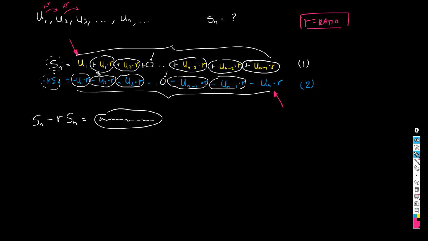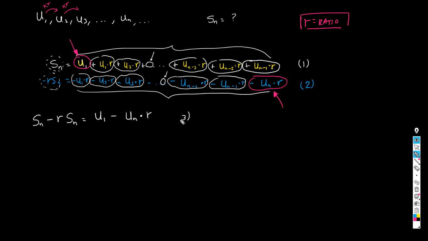times r, because all of these other terms in between, all of these that I have been circling in white, they're gonna cancel one another. The only remaining terms that we will have is u1 and minus un times r. So that's the only thing that I'm gonna get as a result of that in this side. So let me write that down. We will get u1 minus un times r. Okay, that's what we have.